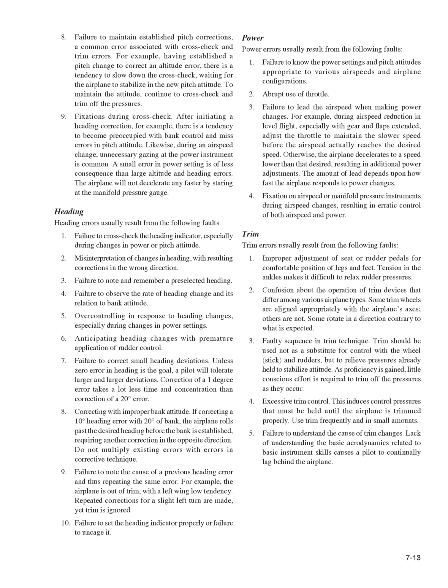9. Failure to note the cause of a previous heading error and thus repeating the same error. For example, the airplane is out of trim, with a left wing low tendency. Repeated corrections for a slight left turn are made, yet trim is ignored. 10. Failure to set the heading indicator properly or failure to uncage it.